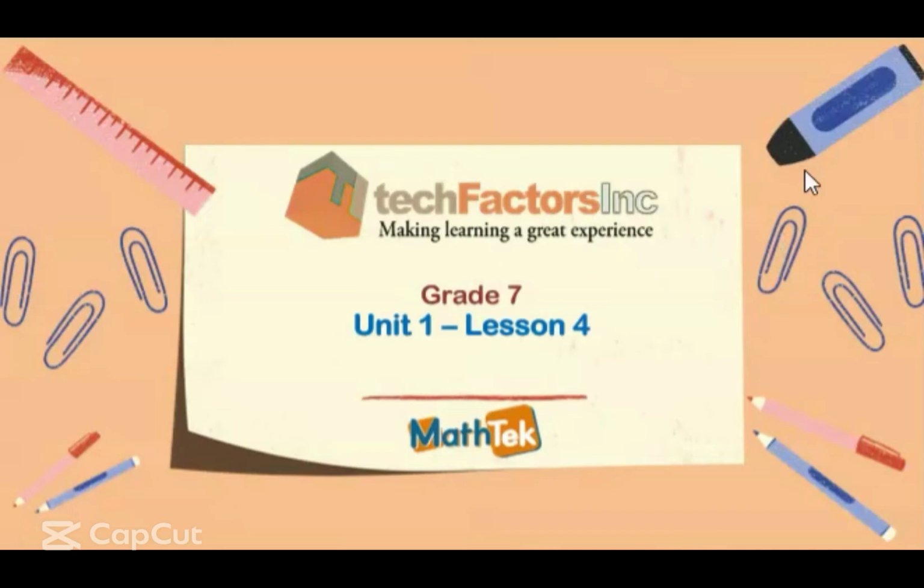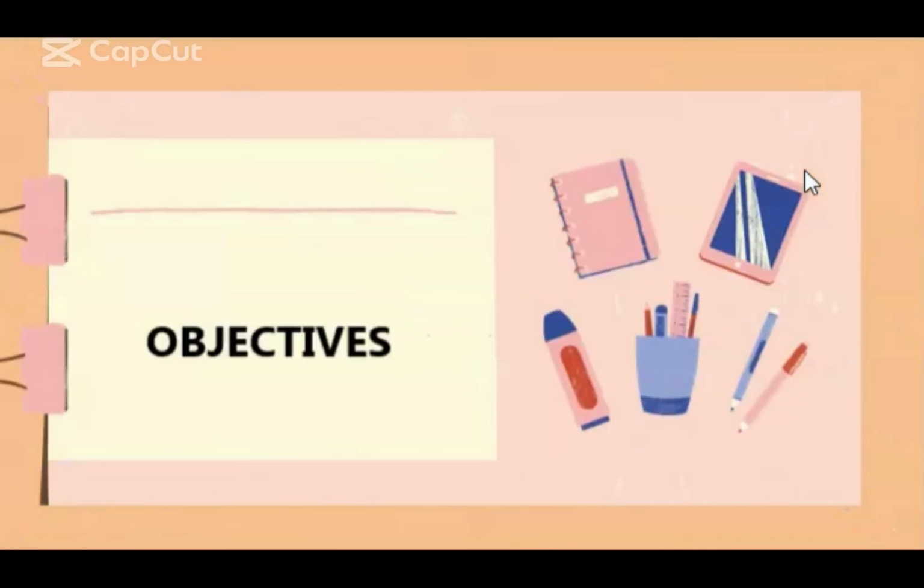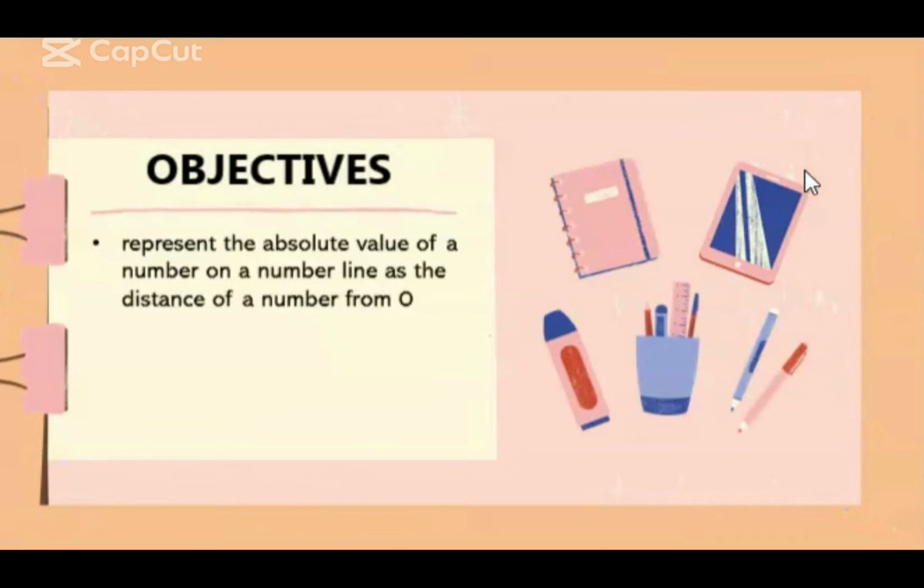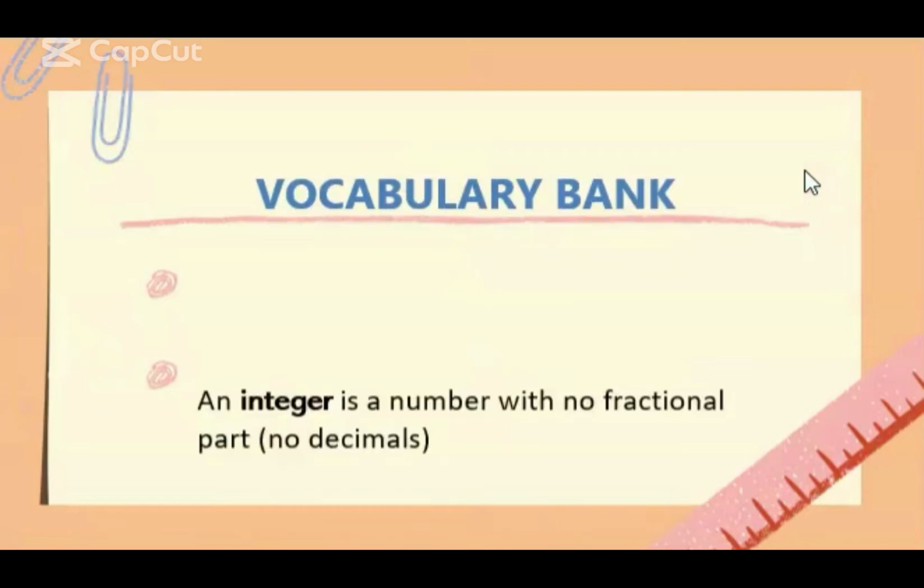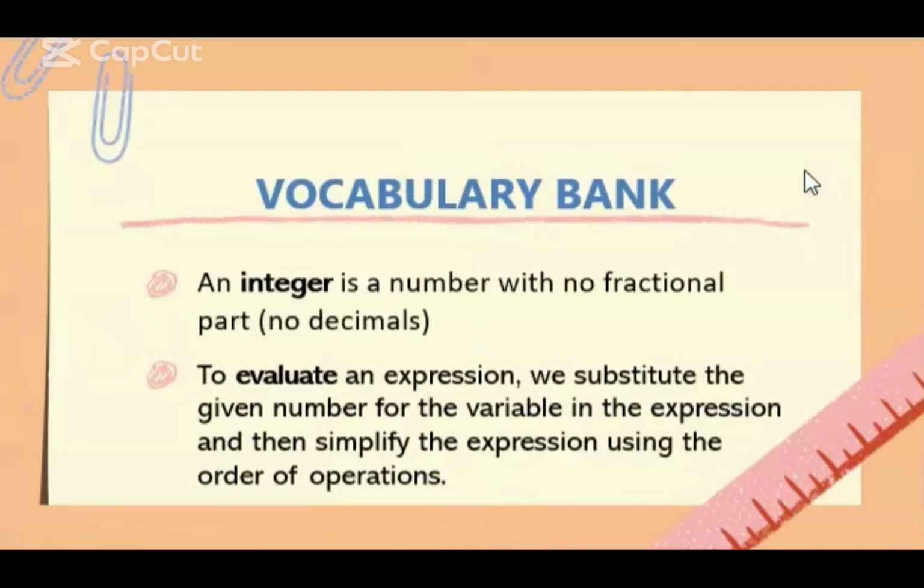We have Unit 1, Lesson 4, and its objective is to represent the absolute value of a number on a number line as the distance of a number from zero, and then perform fundamental operations. So we have these words.